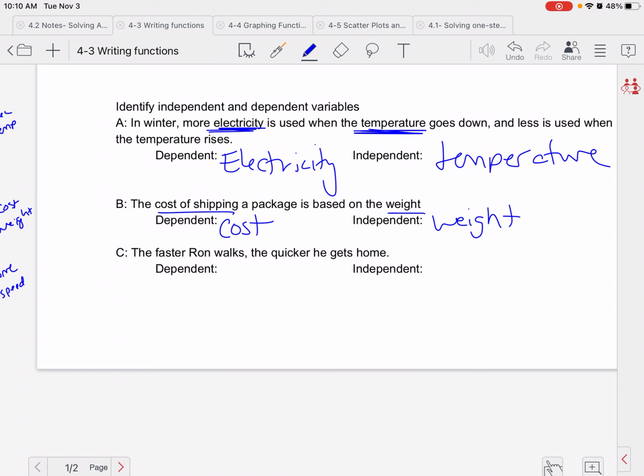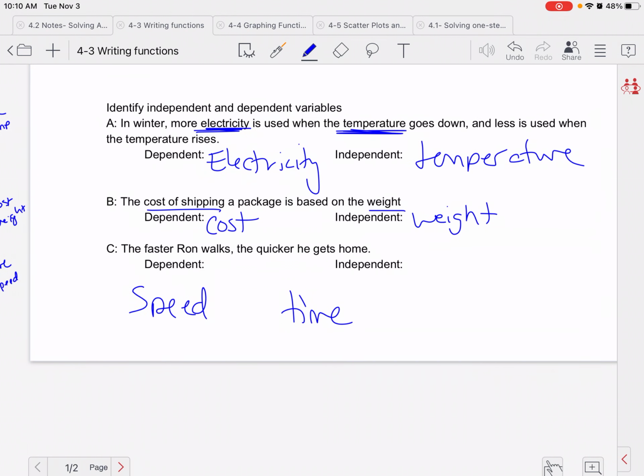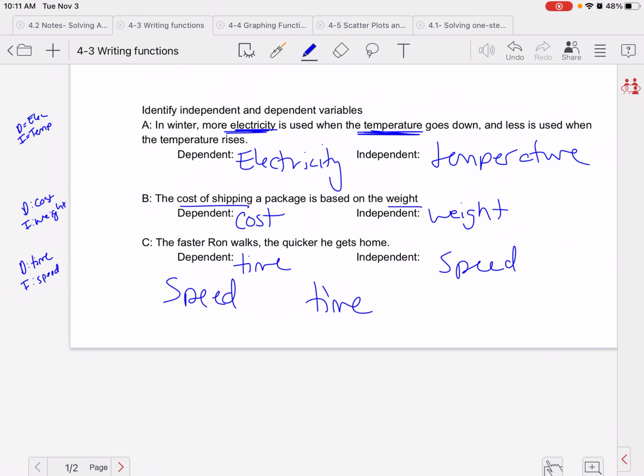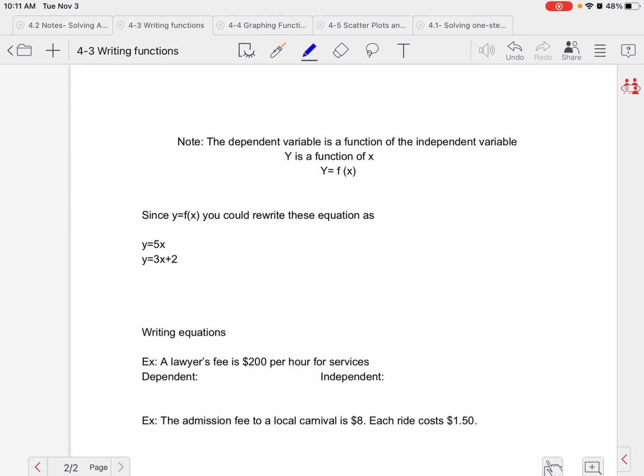So the faster Ron walks, the quicker he gets home, okay? So this one's kind of tricky because the faster Ron walks, that's his speed, right? And the time he gets home is the other variable, right? So sometimes they kind of trick you into thinking, okay, like what does each one mean, okay, for our two things. So the time we get home depends on our speed, right? So our time is the dependent because that's what's going to change, and our speed is the independent, okay? Because the time we get home depends on the speed that we're going. All right, wrote myself a little note so I got that correct.